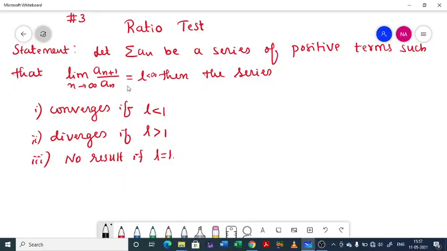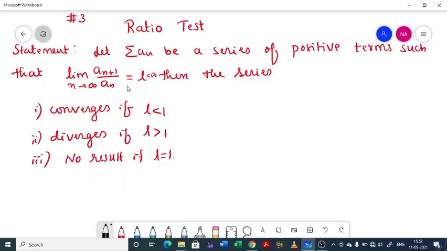If that number L is greater than 1, the series diverges; less than 1, the series converges; and equal to 1, on the boundary, we cannot decide the nature of that series exactly. It may converge or it may diverge. So it is a very important test that we will discuss now.